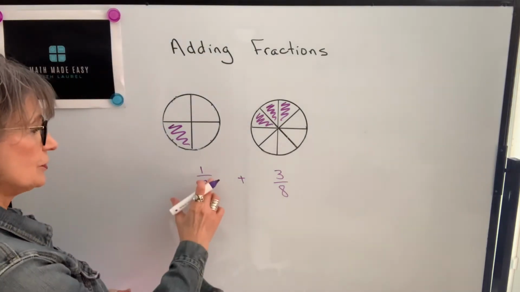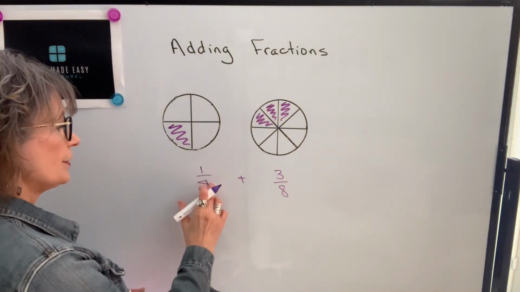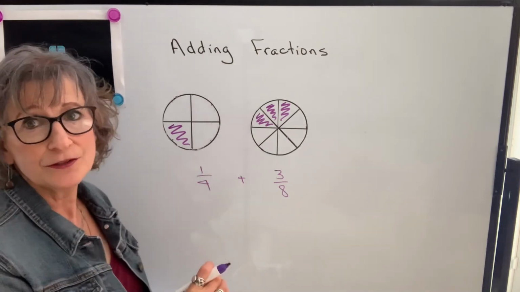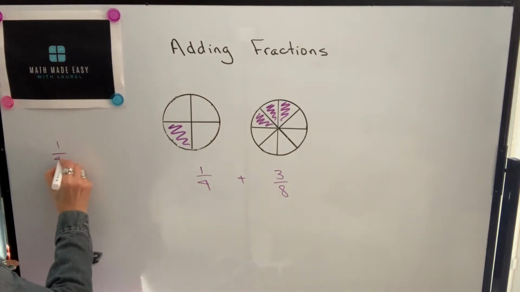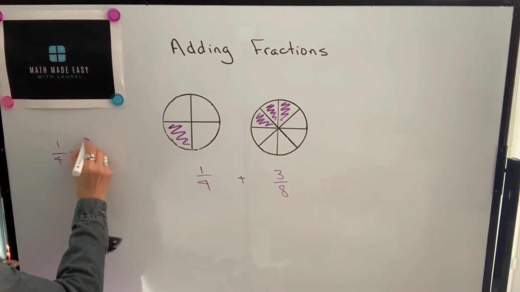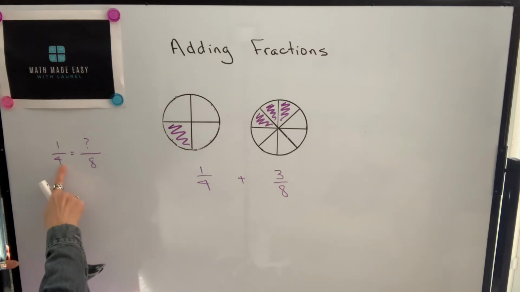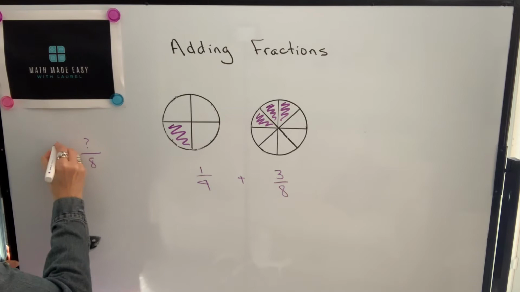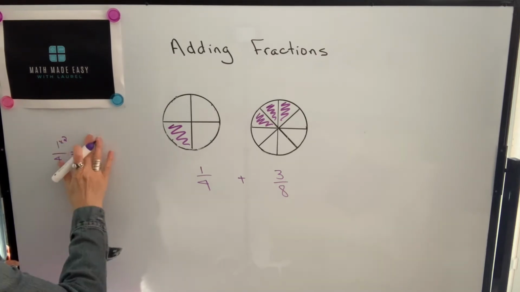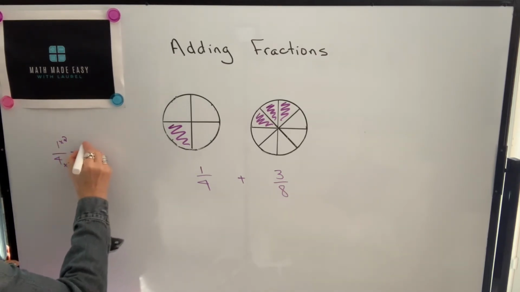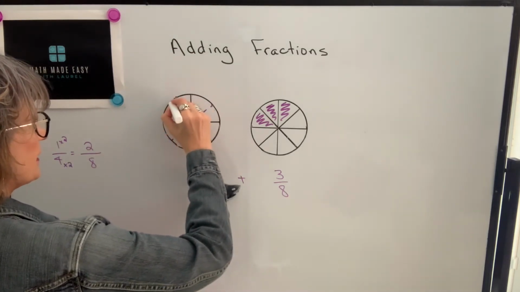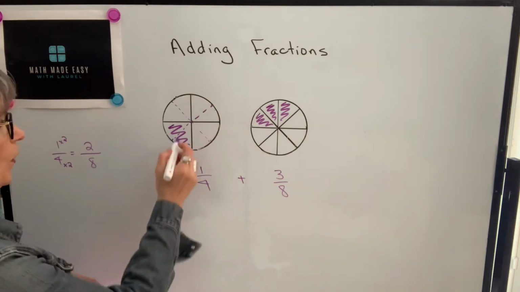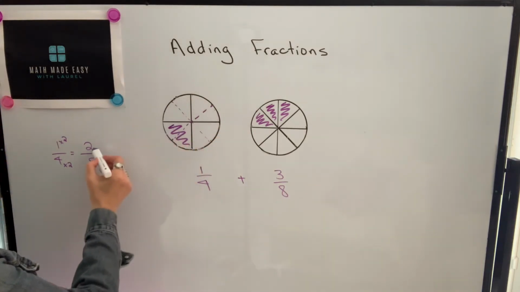So what we're going to do is change 1/4 to an equivalent fraction with 8 as the denominator. So if I had 1/4 and I wanted to know how many 8ths that was, I can multiply 4 by 2 to get 8. I do the same thing to the numerator. So 1/4 is equal to 2/8. And you could hopefully see that if I were to divide this pie into 8 pieces, 1/4 of the pie will be equivalent to 2/8.